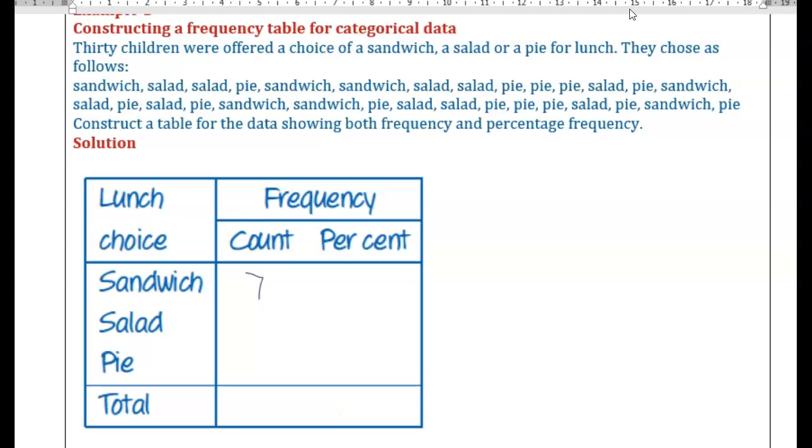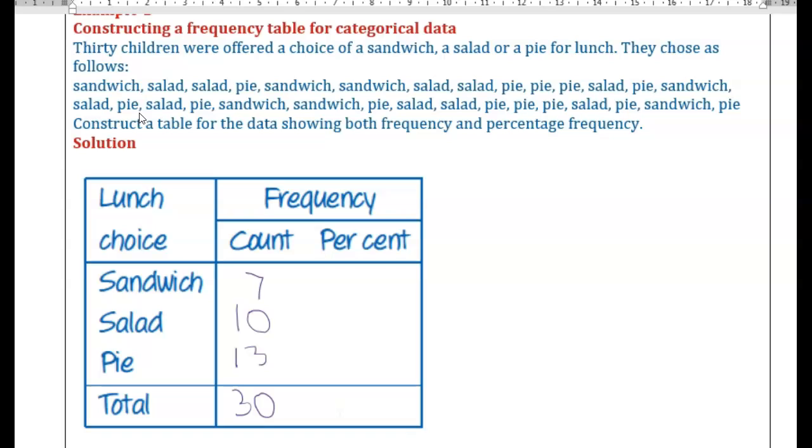Now the next one, because they have to add up to 30, we should have 13 pies. So let's make sure we get 13. 1, 2, 3, 4, 5, 6, 7, 8, 9, 10, 11, 12, 13. Good. I'm glad I can count. If that didn't add up to 30, either there weren't 30 values here, or we just didn't count correctly. So there we have the count.